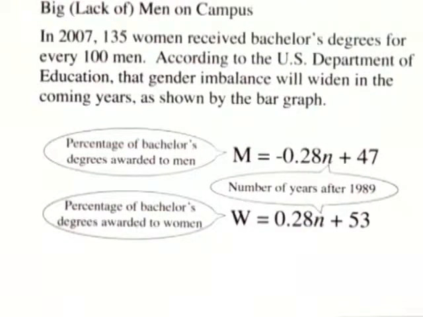M represents the percentage of bachelor's degrees awarded to men, and it's given by negative 0.28n plus 47, whereas W represents the percentage of bachelor's degrees awarded to women, and it's given by 0.28n plus 53. And it's important to note in our formula that n represents the number of years after 1989.